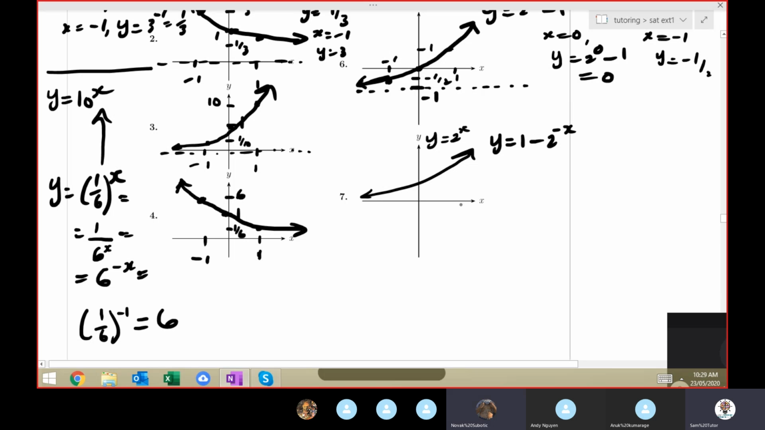2 to the minus x. Correct. So what do you do? So you flip it across the x. There you go. Now you've got 2 to the -x. Then what do you do? Flip it across the y. Now you've got -2 to the -x, and your asymptote's still at 0.